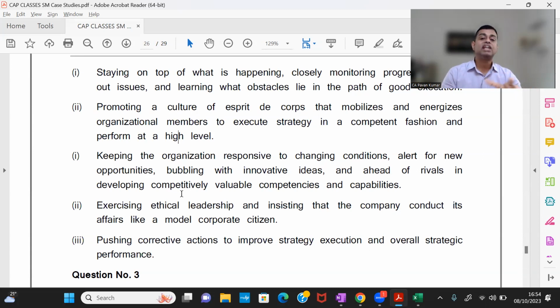So there are different leadership styles. Virat Kohli, he is one type of leader. Saurav Ganguly, he is one type of leader. MSD, he is one type of leader. Sachin Tendulkar, he is one type of leader. Unfortunately, Sachin Tendulkar is a very good player, but not a great leader. Okay, but he is highly respected. That is a different story.